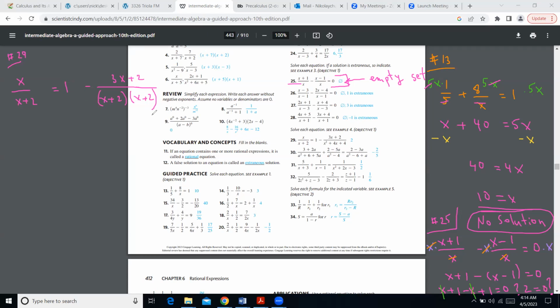So I need to decide what is the common denominator, and it looks like it is indeed x plus 2 times another x plus 2, right? Like we have on the bottom of the first fraction. So I'm going to have to multiply by this product, x plus 2 times x plus 2, my left side of the equation, and the right side.